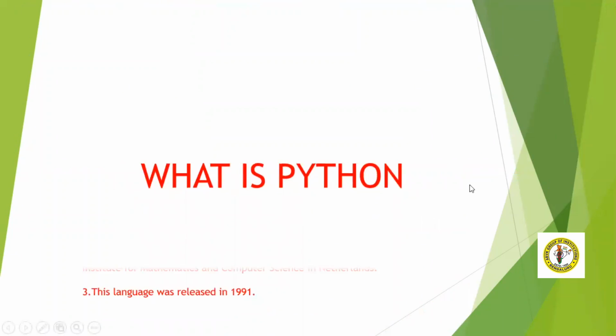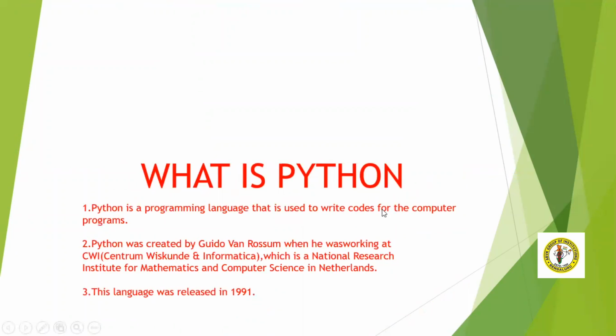Python is a programming language which is used to write the codes for computer programs, and it was created by Guido van Rossum when he was working at the CWI, that is Centrum Wiskunde and Informatica, which is a national research institute for mathematics and computer science in Netherlands. This language was released in the year 1991.